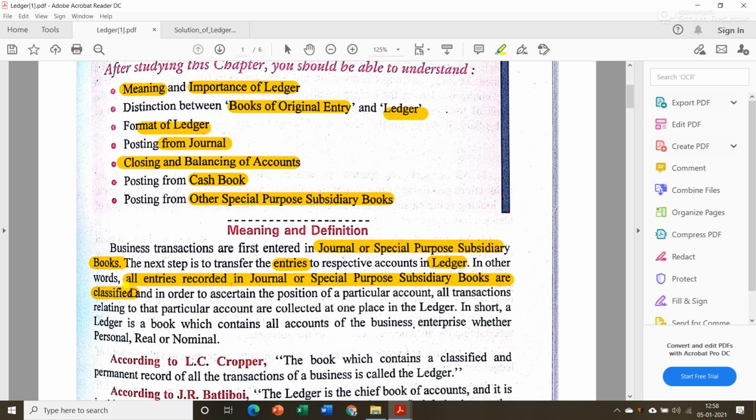They are categorized according to the account, and they find position of a particular account. All transactions relating to that particular account will be collected in one place, and that place is known as ledger. Okay, so in short you can give definition of ledger as it is a book which contains all accounts of the business enterprise, whether personal, real or nominal. I hope you all remembered what are personal, real and nominal account. So in ledger we prepare a book which has all the accounts that are related with our business, whether those accounts are personal, real or nominal.